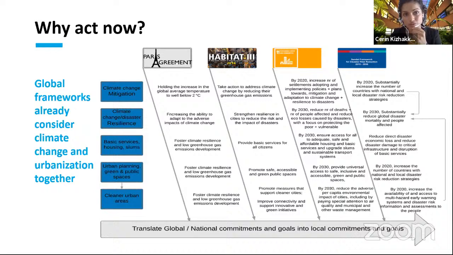So all these different frameworks have either climate change mitigation, resilience aspects, housing aspects, so urban aspects, or adaptation aspects included. And therefore, it's actually a great momentum. Whatever we do today, we contribute to multiple development frameworks in one go.